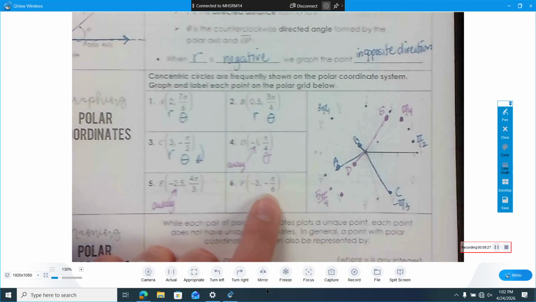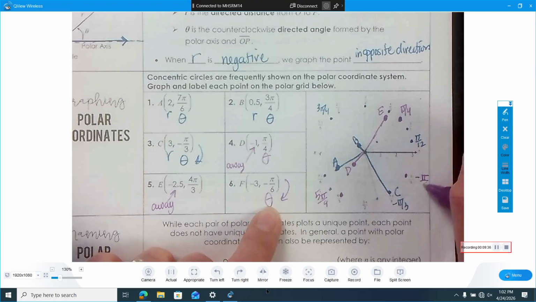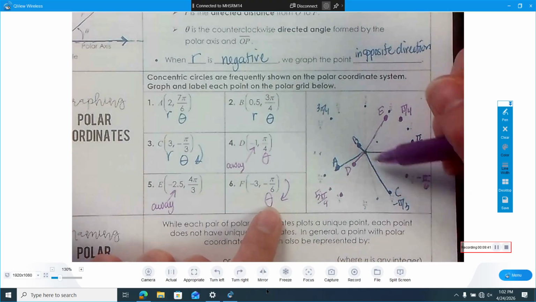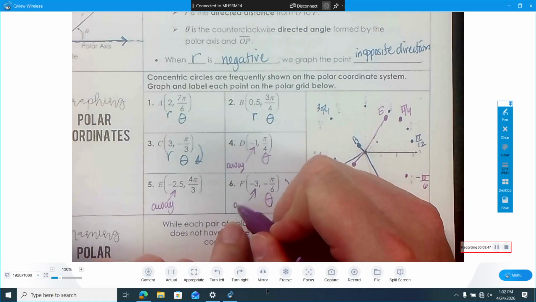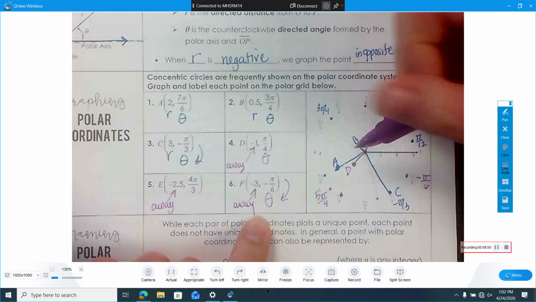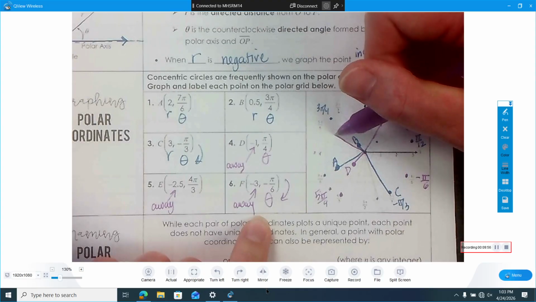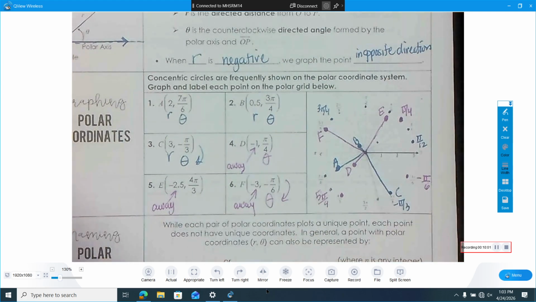Let's try again, right here. Our angle is negative pi over 6. That means we have to go down. So right here would be negative pi over 6. It lines up with 11 pi over 6. And normally I would go 1, 2, 3 units towards it, but because it's negative, we're moving exactly away from that angle in the exact opposite direction. So 1, 2, 3, it would land right here, and that is point F. Do you guys have any questions about graphing those points? Okay.